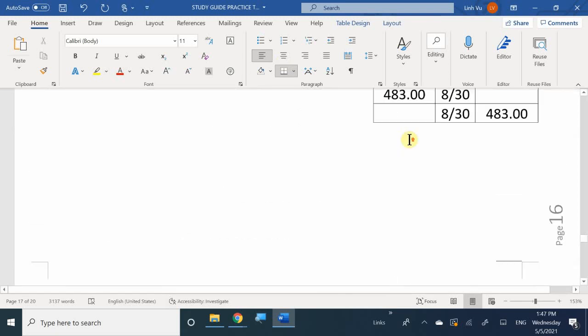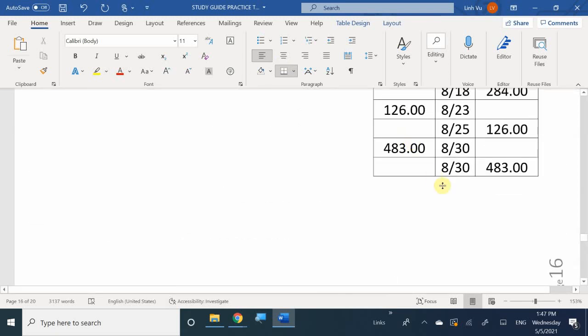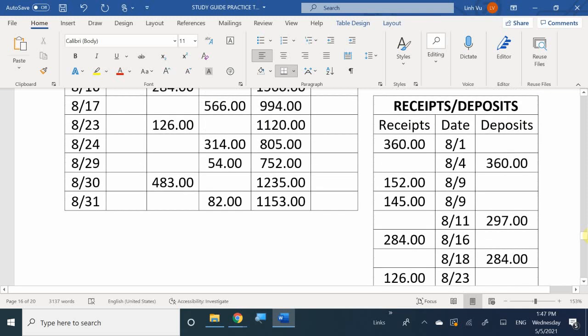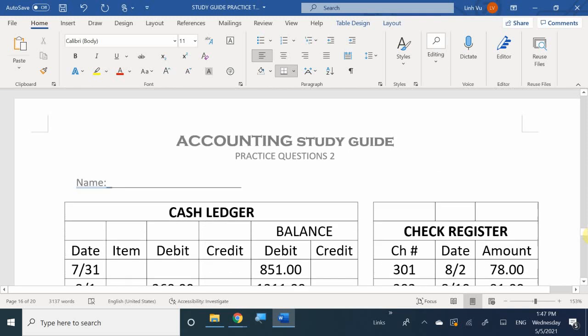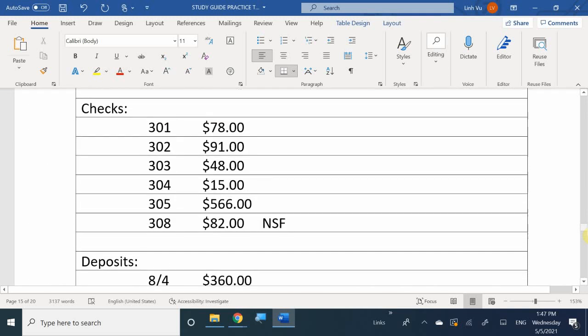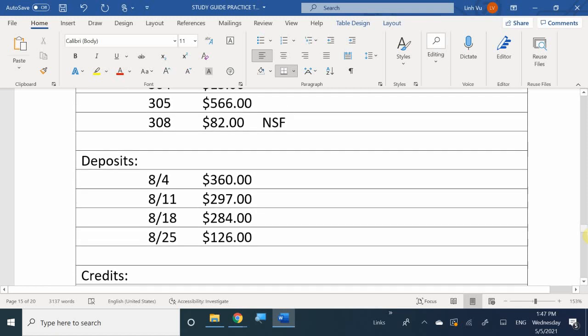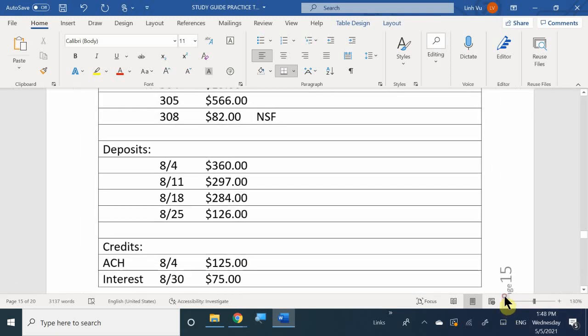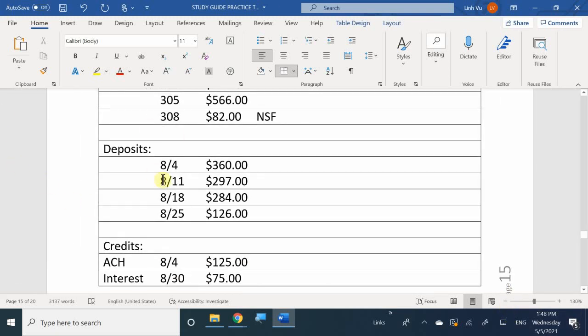How many deposits on our books do we have? We have a total of 5, okay? And let's take a look at our bank statement. How many deposits actually cleared? 4. So let's take a look. So we got 360, 297, 284, and 126.